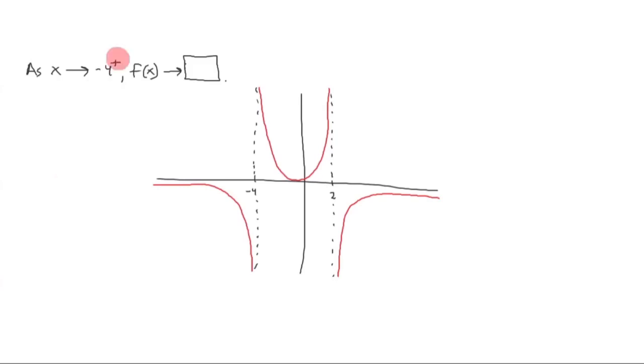4. If you see a plus sign up here where an exponent would normally go, the plus sign means from the right side. So here's negative 4. I'll highlight it in blue so it stands out. Here's where negative 4 is. And from the right side, we're looking at this part.